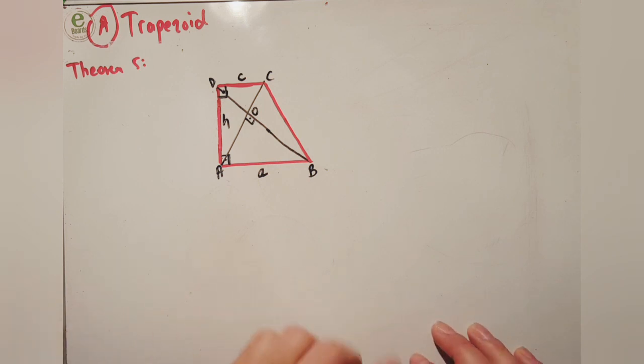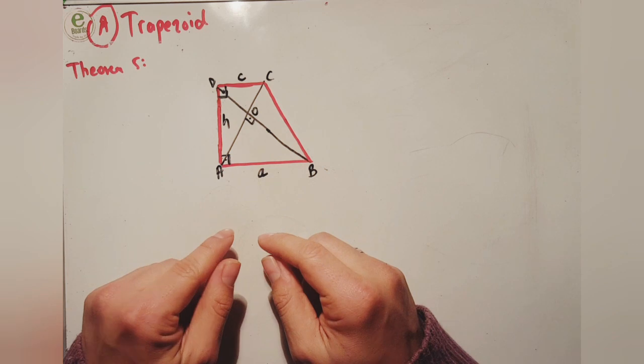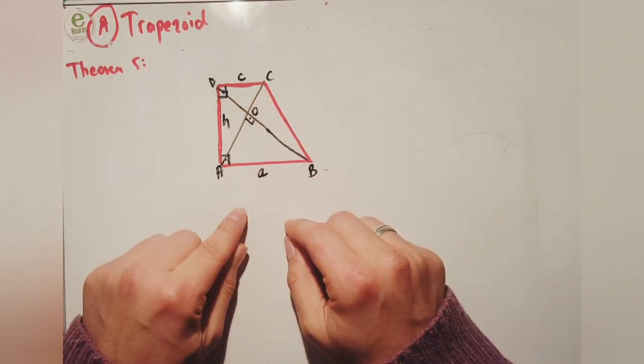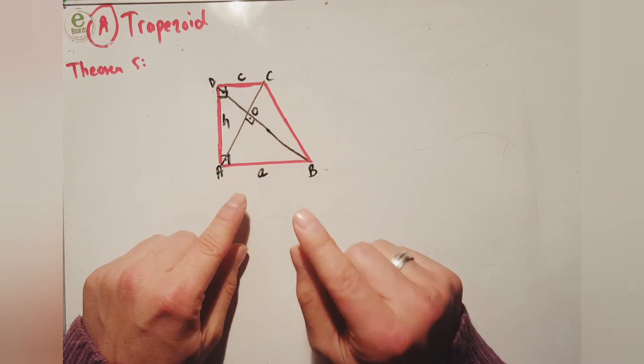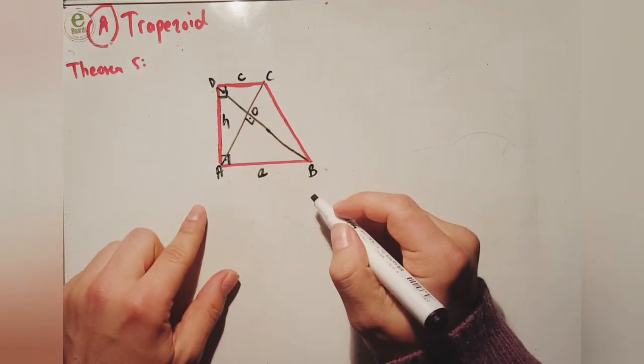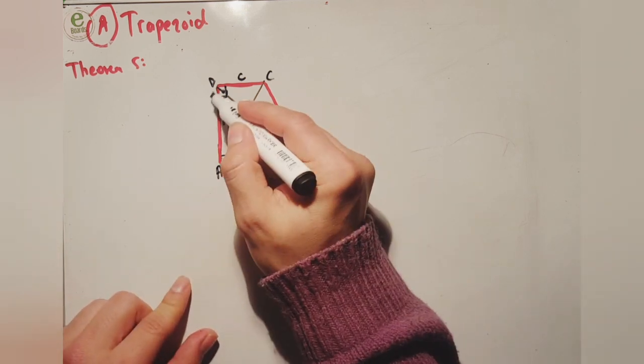Okay, anyway, look at theorem 5. It says that in a right trapezoid, if the diagonals are perpendicular to each other, then the length of the altitude equals the geometric mean of the lengths of the bases. So let me show it. First, I will draw one parallel line to side AC.